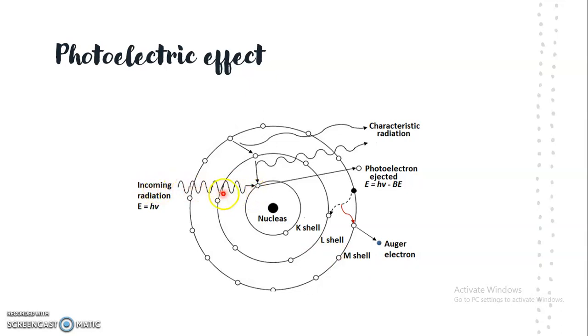When an incident radiation interacts with the innermost shell electron, that is K shell electron, it dislodges the electron, and the ejected electron is called free electron, and the space created by the free electron is called electron hole, which is filled by the L shell electron, that is the adjacent higher energy shell, and it produces a radiation that is called characteristic radiation. And this electron hole which is created in L shell is filled by its higher energy shell, that is M shell electron, and it produces a radiation called characteristic radiation. This is all about photoelectric effect.